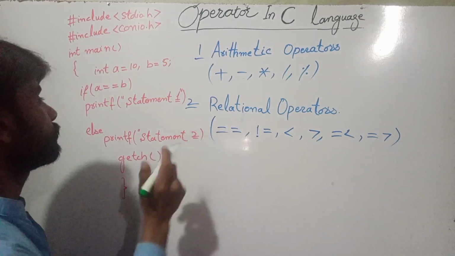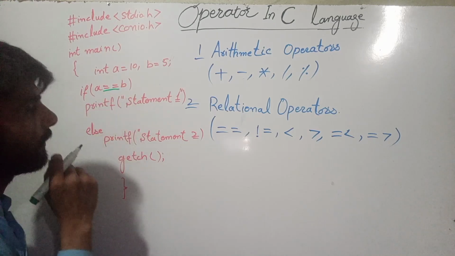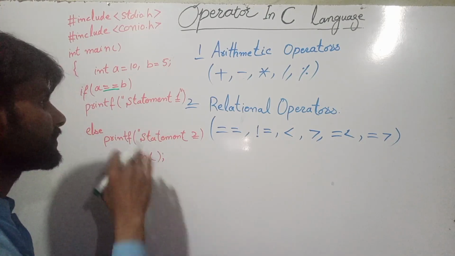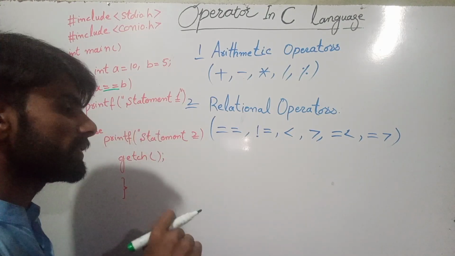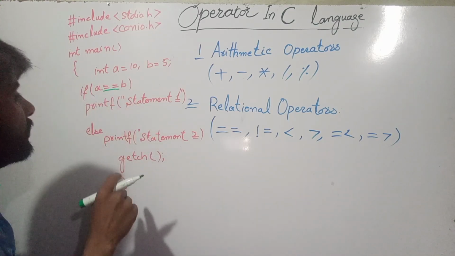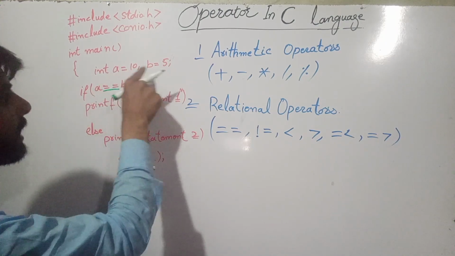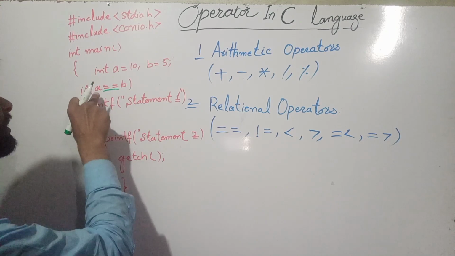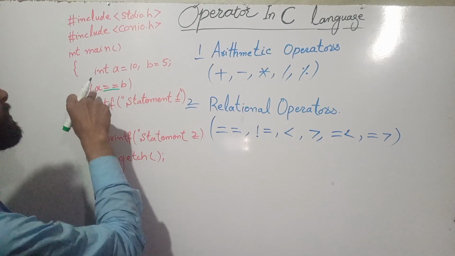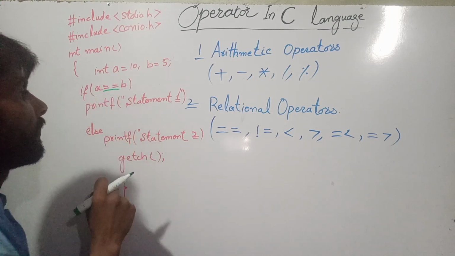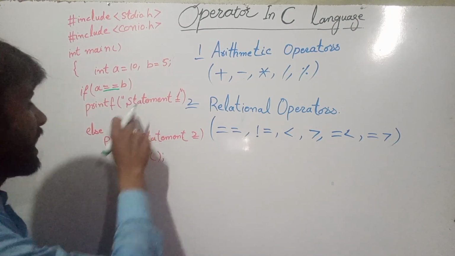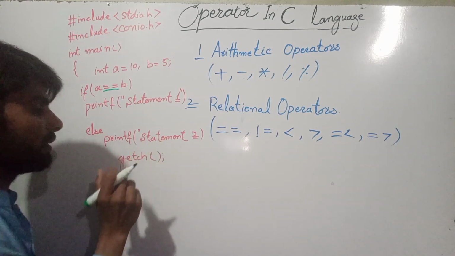So now the first operator is the equal operator. I have written here equal. These are all operators used in conditions to make decisions, which statement will be executed and which statement will be skipped. First is the equal operator. I have declared here variable a as 10 and variable b as 5. It means the condition is saying that 10 is equal to 5. But 10 is not equal to 5, so this statement will be skipped and the else statement will be printed on the screen.